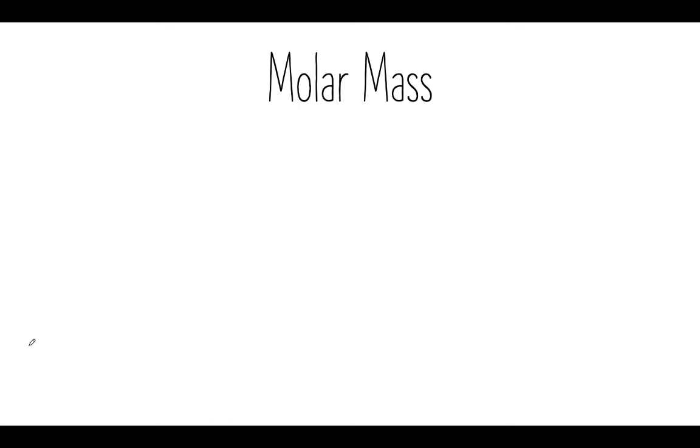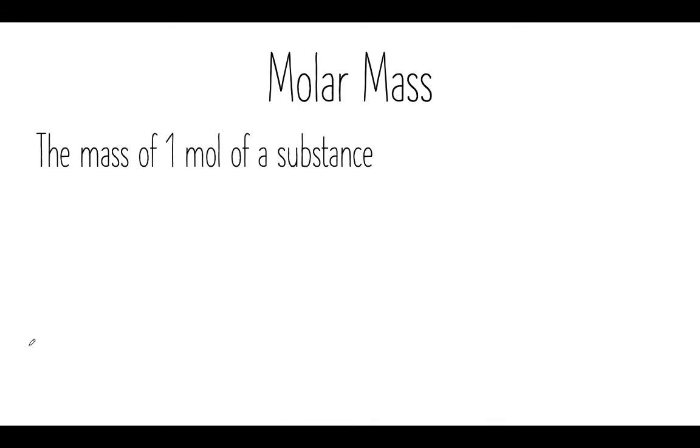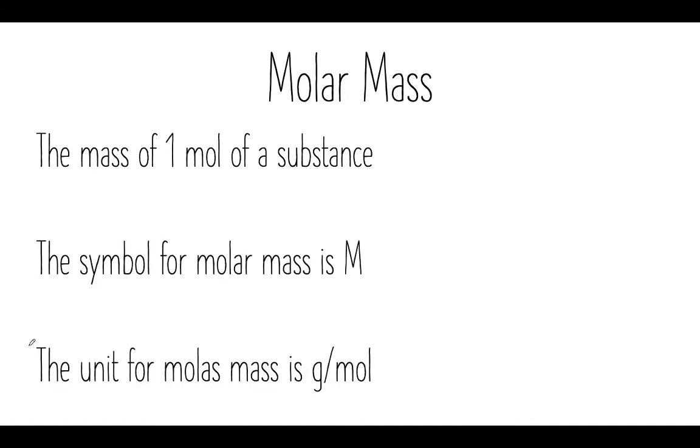So molar mass, to begin with, is the mass of 1 mole of a substance. In order to compare all of the different elements on the periodic table, what they have done is taken 1 mole of a substance and weighed it. So you know how they are different in their mass.